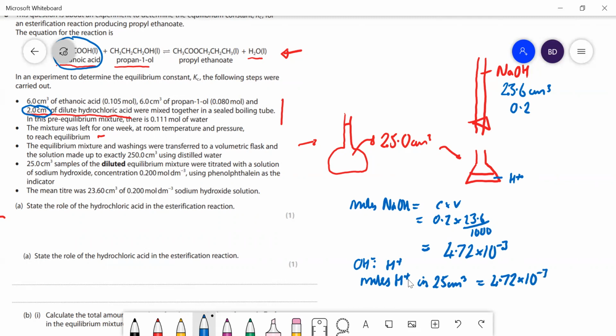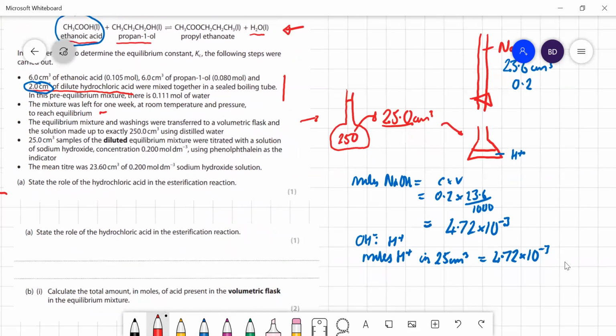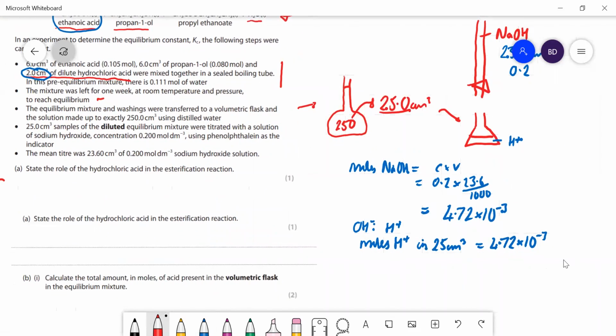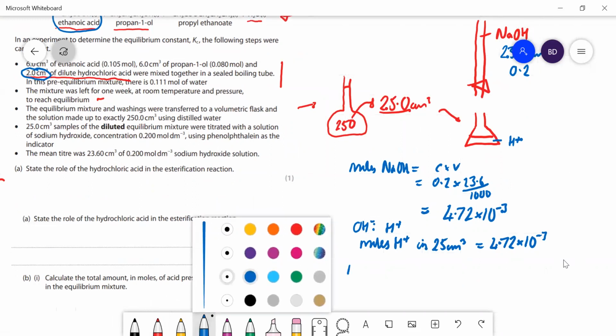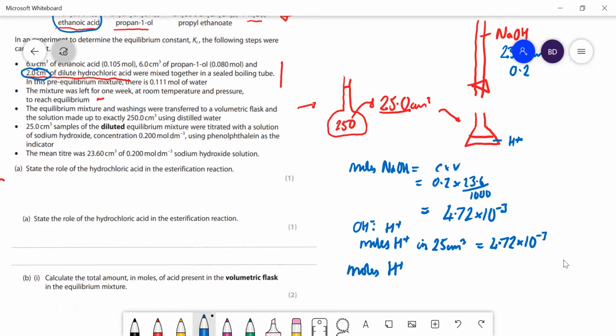But that is only a tenth of what we had originally. This is a 250 volumetric flask here with the equilibrium mixture, and we only took 25 of that out. So the moles of H plus in the equilibrium mixture is going to be 10 times that. Moles H plus in the whole of the equilibrium mixture, multiply that by 10, 0.0472 moles. Okay, so that's the answer there, 0.0472 moles.